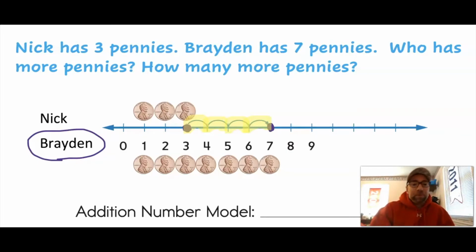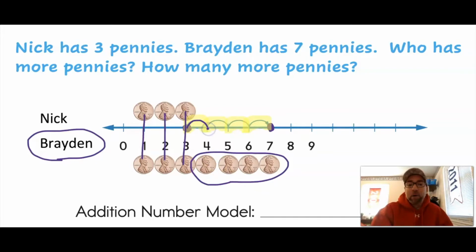Now, we've learned before also that we can match up our pennies. These pennies can go together. These pennies can go together. These pennies can go together. And here's our extra pennies. These are the more pennies. And notice when we hopped on our number line, we were counting all the extra pennies. 1, 2, 3, 4.